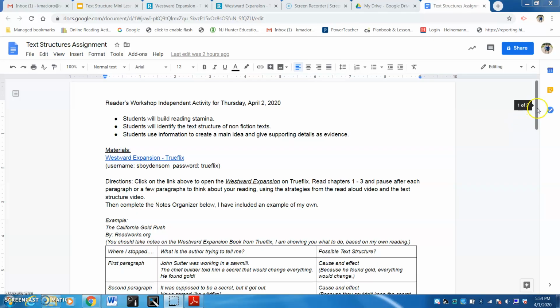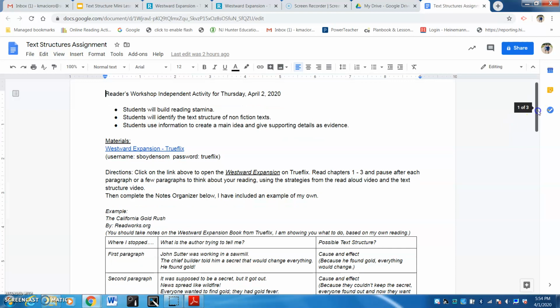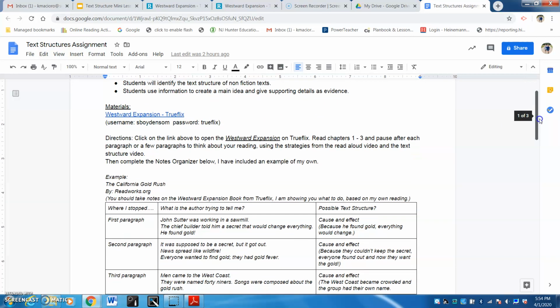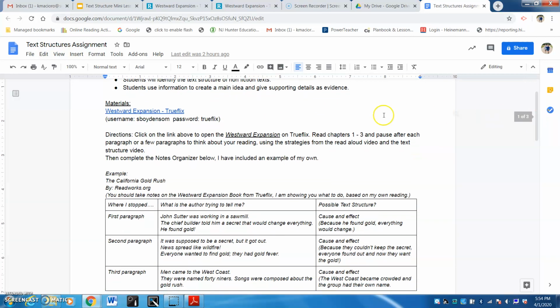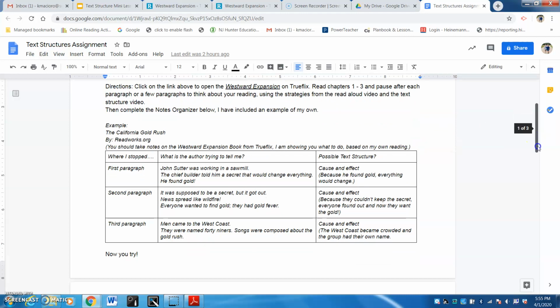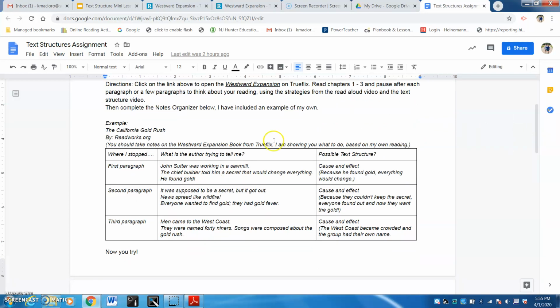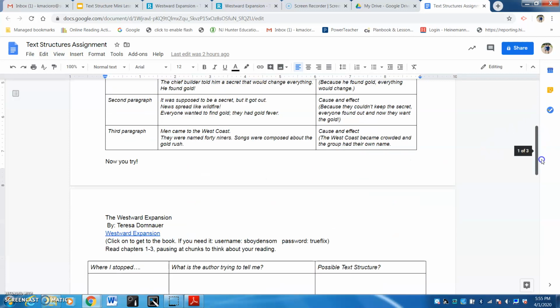So this is your Google document assignment. It's called Text Structures Assignment. And you'll see that I have connected a book for you. It's the Westward Expansion book on TrueFlix. I've given you an example of the chart that I want you to fill out. And I used the California Gold Rush article from before, so you can read my examples.